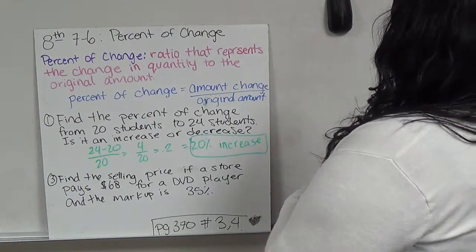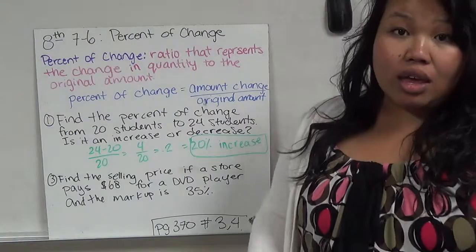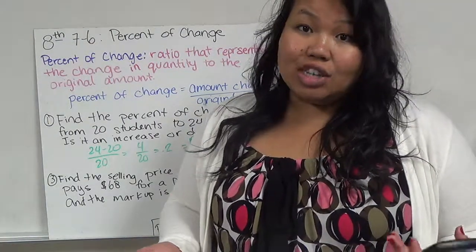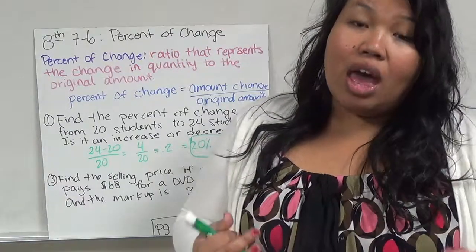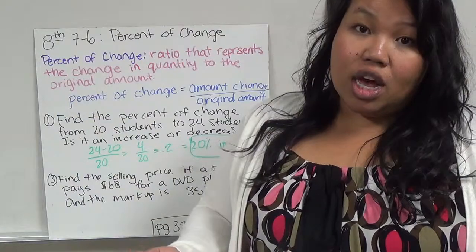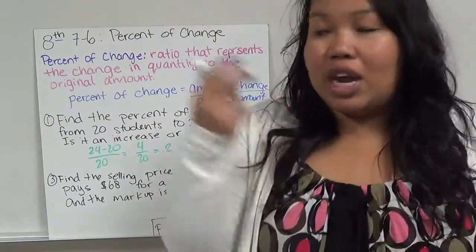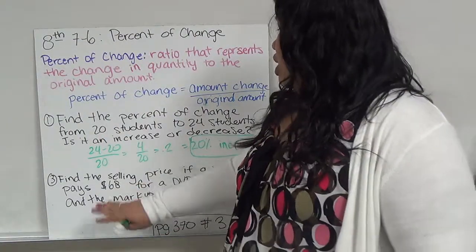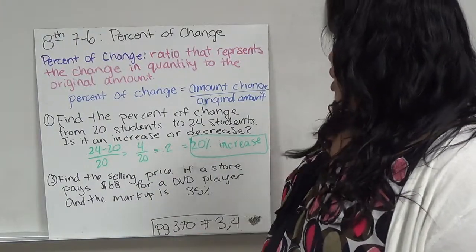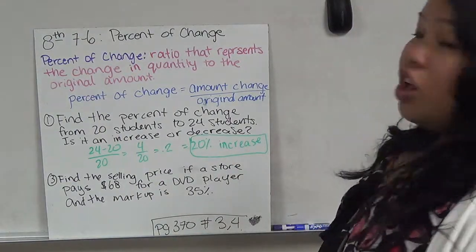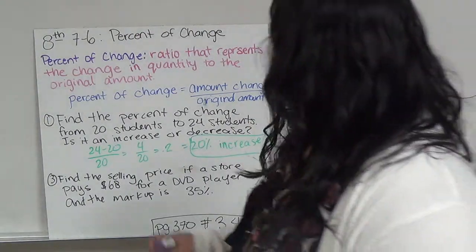So basically, stores buy their merchandise not at the price that they sell them, because that's how they make money. They buy it from the retailer for a certain amount and then they increase the rate a certain amount in order for them to make money. So they keep all of that increase. So if they bought a DVD player for $68 from the retailer and they mark it up 35%, then how much are they actually selling it for? Or if you're the store, then you want to find out how much you should be selling it for.